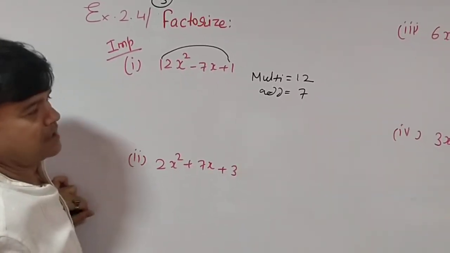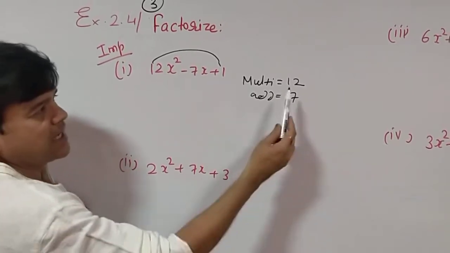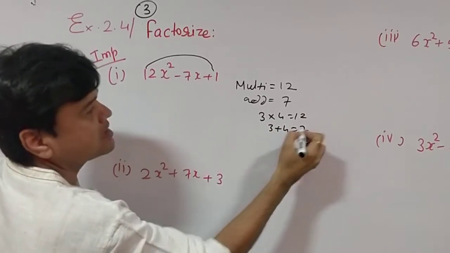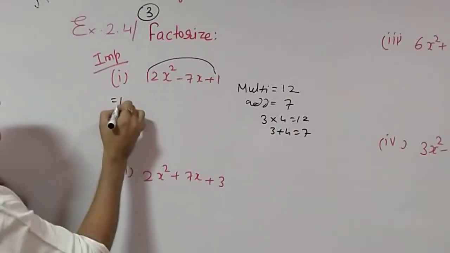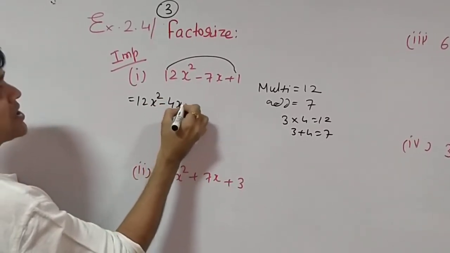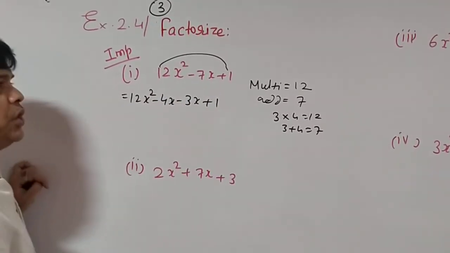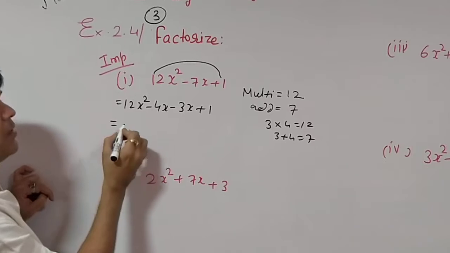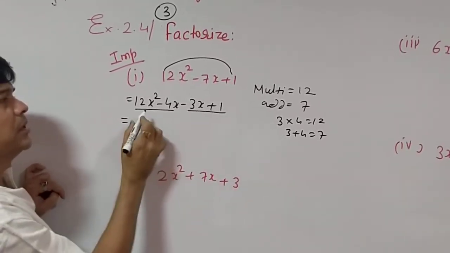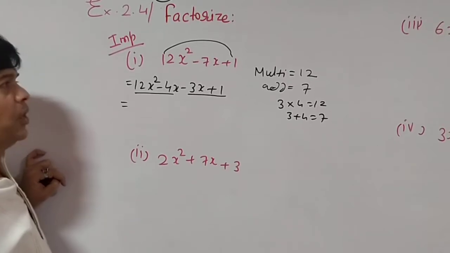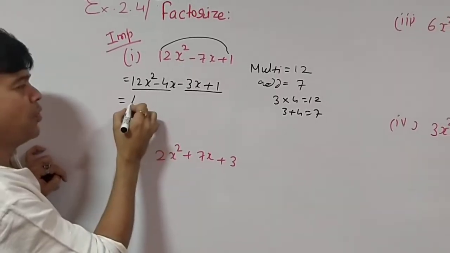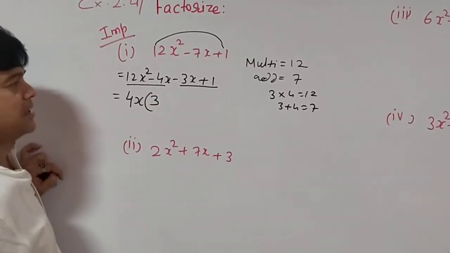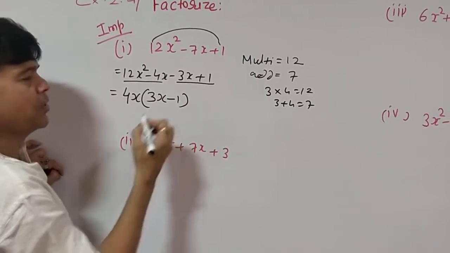So which are the two numbers? Find two numbers whose multiplication is 12 and addition is 7. So 3 and 4. 3 4s are 12 and 3 plus 4 is 7. So which are the parts? 4x and 3x. You want minus 7x. Therefore, minus 4x minus 3x, because you want minus 7x. What is common in the first two? 4 and 12 both come in the table of 4. So 4 is common, x is common. 4 3s are 12 and 4 1s are 4.